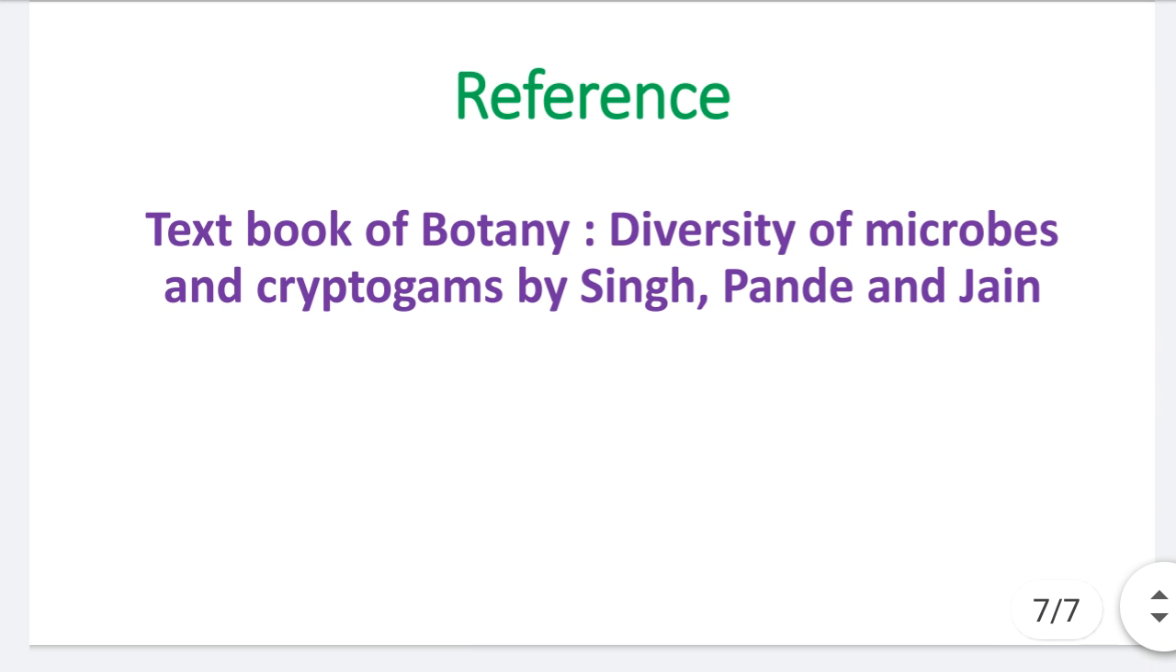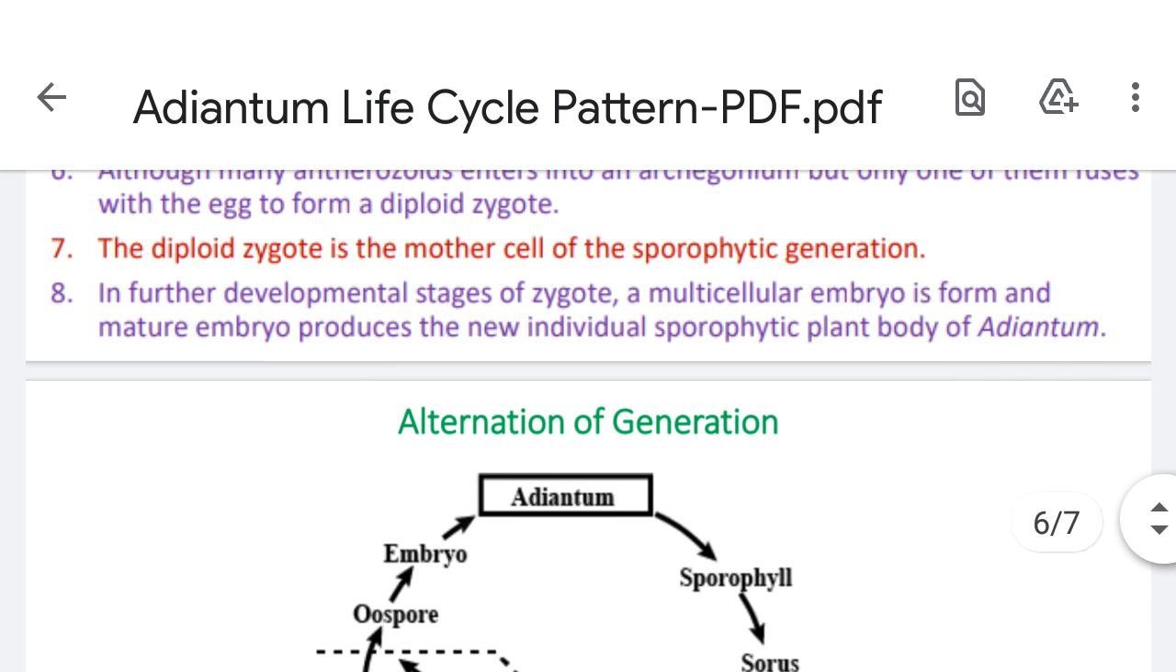Now this is the reference textbook of botany, diversity of microbes and cryptogams, written by Professor Singh, Professor Pandey and Professor Jain. This book I have used while preparing my PowerPoint presentation.